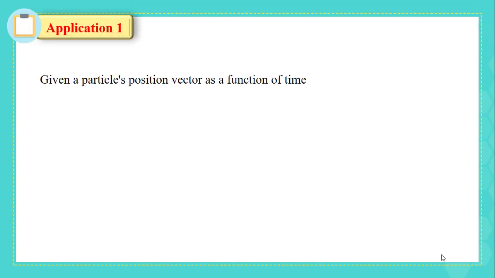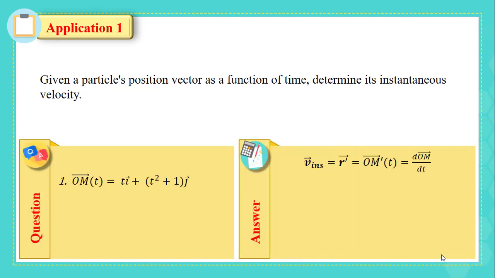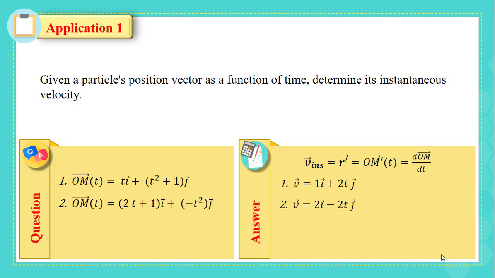Application number 1. Given a particle's position vector as a function of time, determine its instantaneous velocity. Please pause the video, try to solve them alone, and then check your answers.